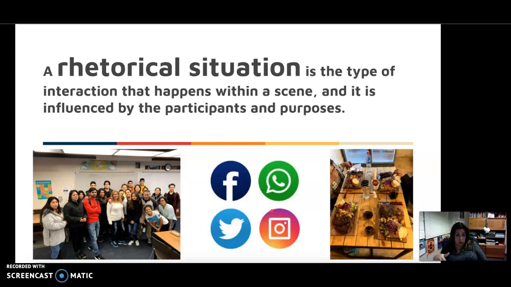Now this word rhetorical, we're going to talk about it in class, but I do want to bring it up here. A rhetorical situation is that type of interaction that happens within a scene, but I want you to think about how that rhetorical situation is influenced by the people who are there. It's influenced by the participants and the purposes of being there. So in a classroom, we have situations, types of communication that happen. Those are rhetorical situations. And in one classroom, the type of communication might be very different than in another classroom. The rhetorical situation is influenced by the people who are there and their reason for being there.